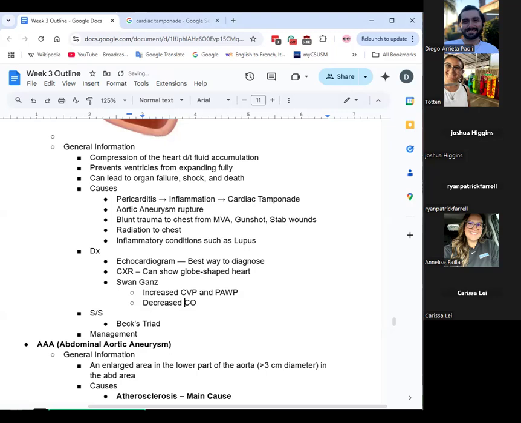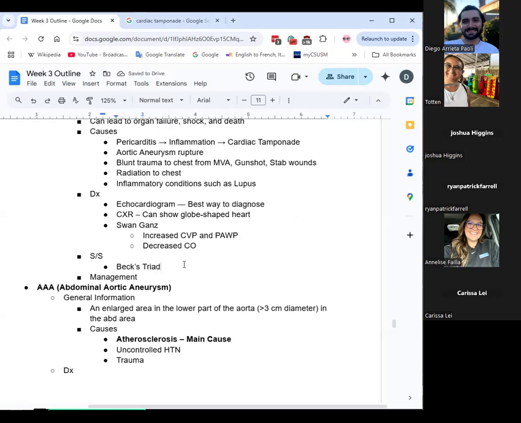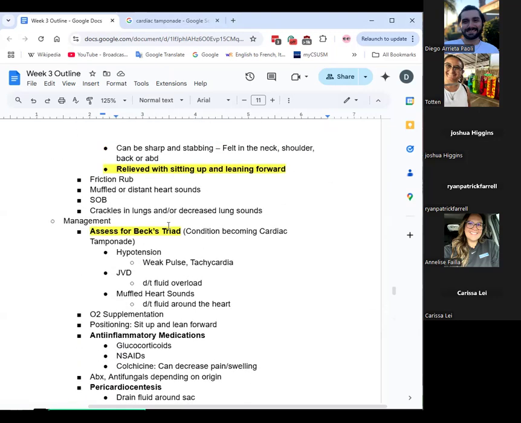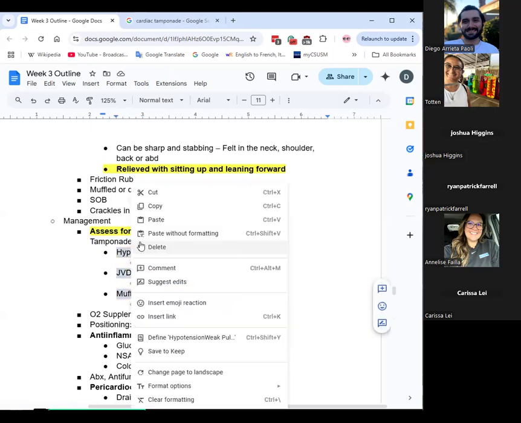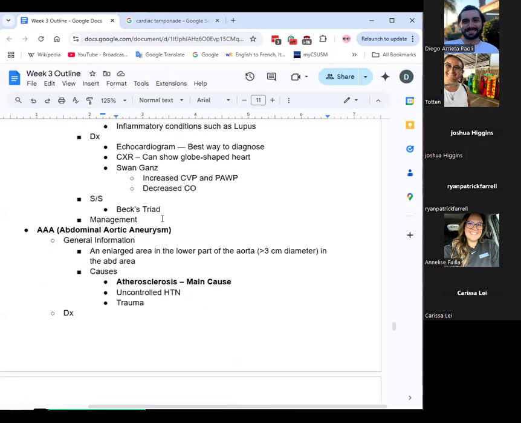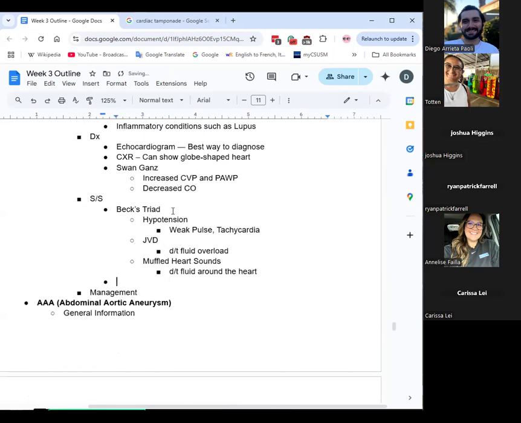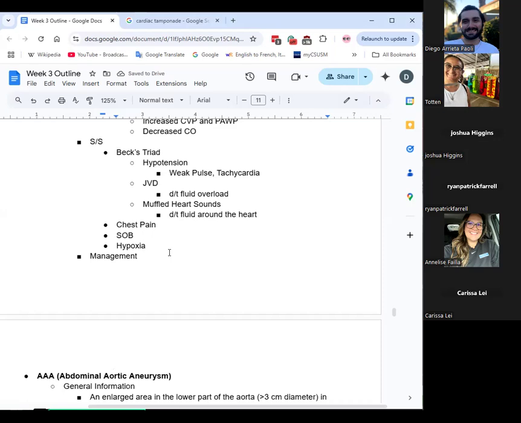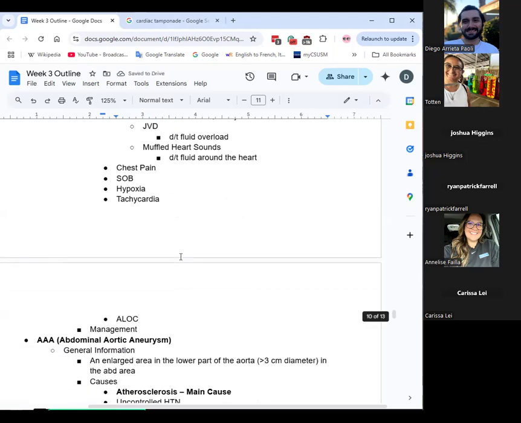All right. So we already talked about the Beck's triad, so I'll just copy paste. And some things that kind of come with it: chest pain, basically a lot of your typical symptoms when you think about symptomatic impaired perfusion. So a lot of the same stuff.